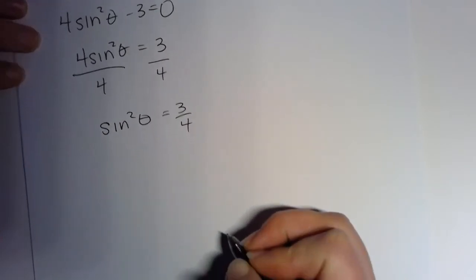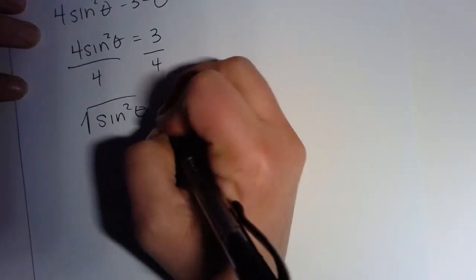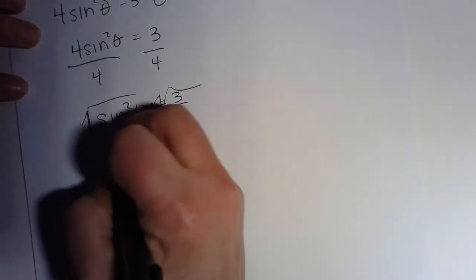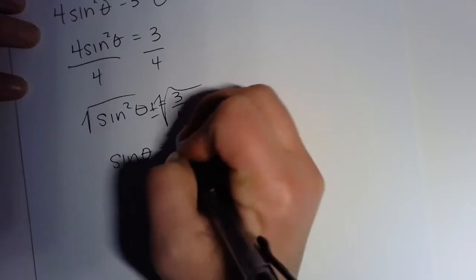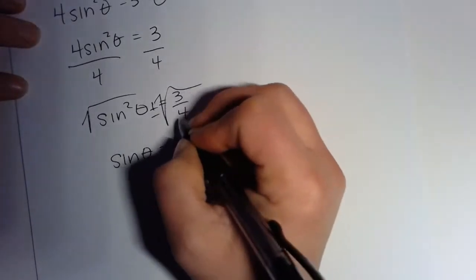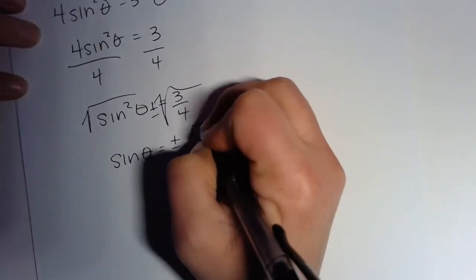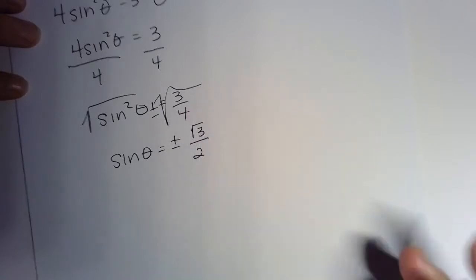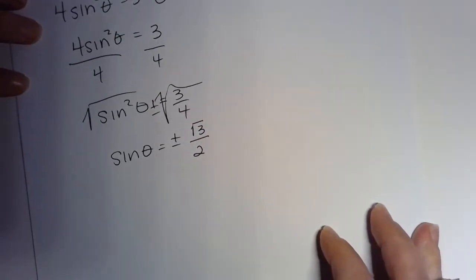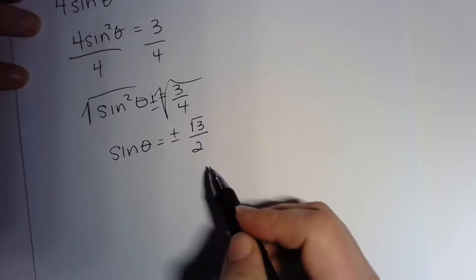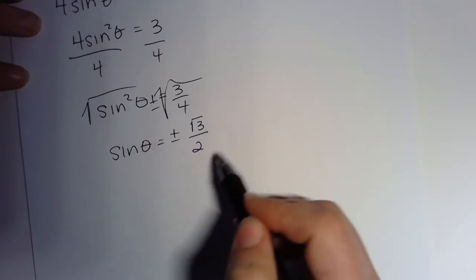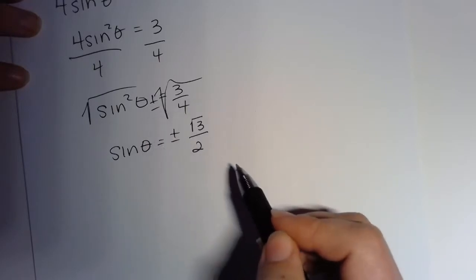And so now to get rid of the squared, I'm going to take the square root of both sides, also putting plus and minus. So now I have sine of theta is equal to plus and minus. I'm going to take the square root of the top and bottom, so square root of 3 over 2. Aha! So this is also a trig value that we know, right? You should know that this is familiar, square root of 3 over 2.